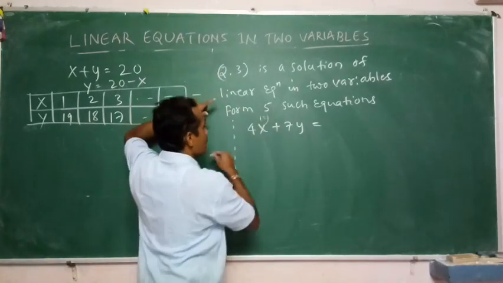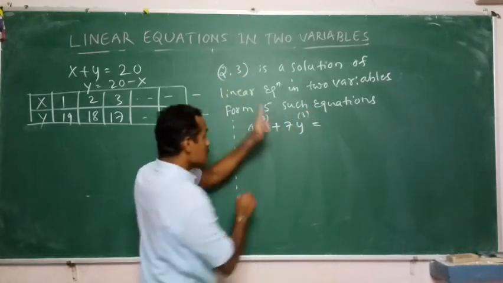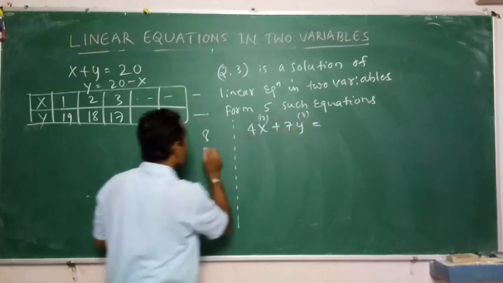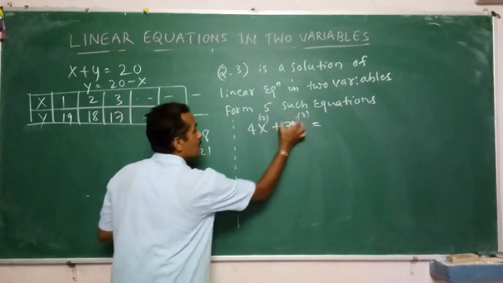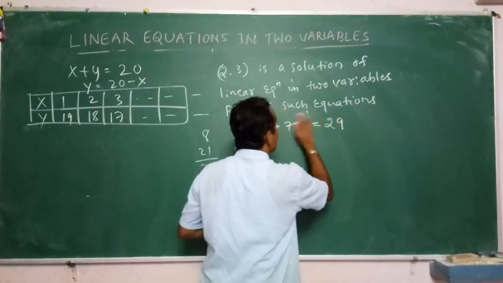x value is 2. What is the value of y? y value is 3. Substitute first and check. 4 2s are 8. 7 3s are 21. 8 plus 21 is equal to 29. I will write is equal to 29.